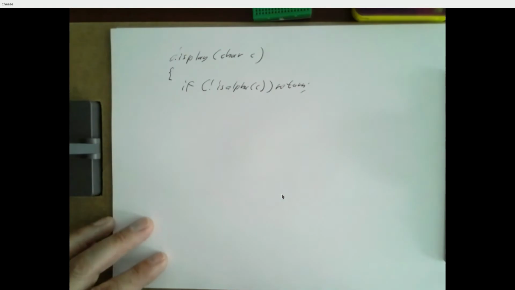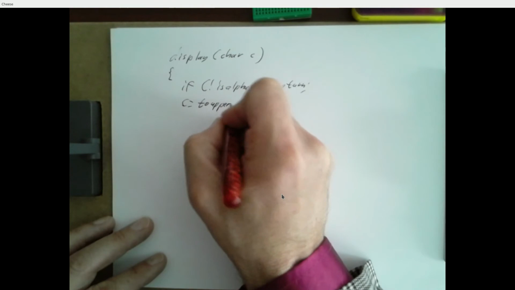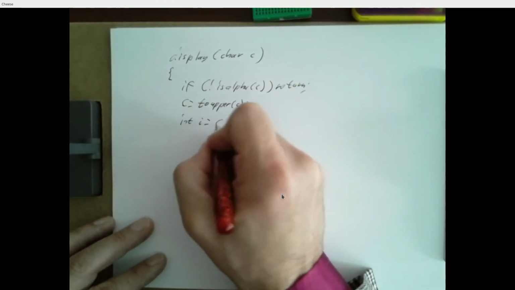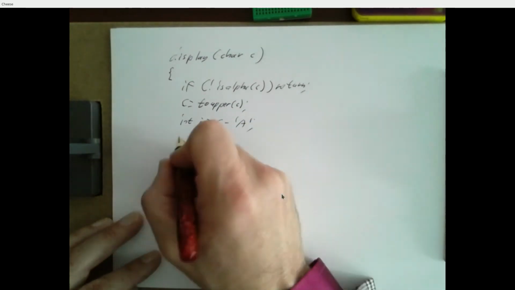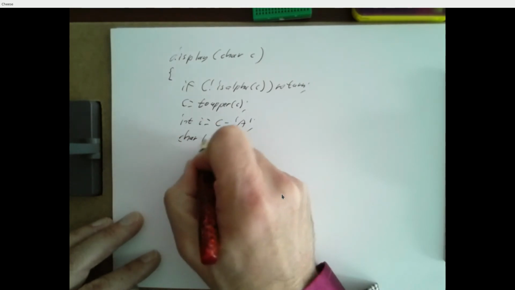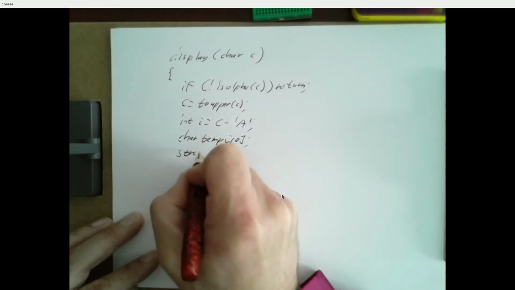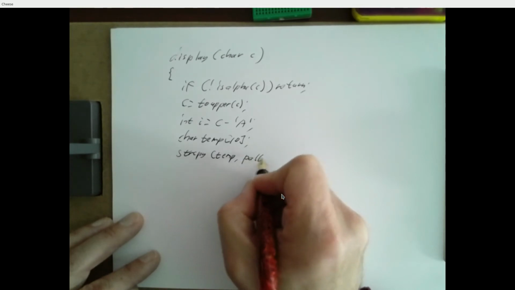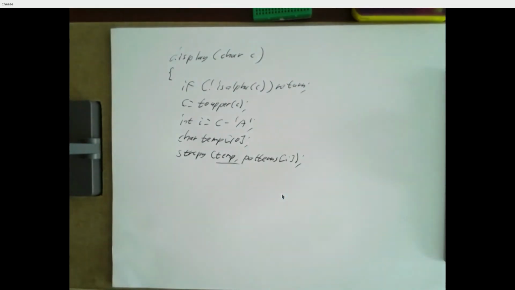Right, so if c is not an alpha, return. Otherwise, convert it to an uppercase. Convert it to an integer from 0 to 25. So here's one way to do this. String copy into temp, patterns bracket i. And now temp is a string containing dots and dashes.